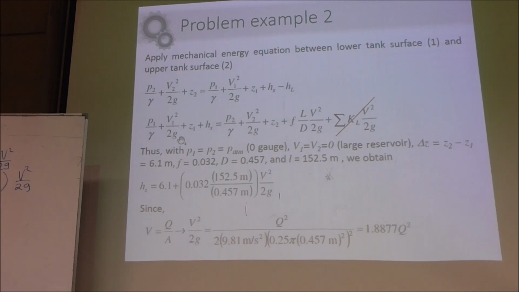In this case, P1 is equal to P2, which is equal to P atmospheric or zero gauge. Why I put zero gauge? Because some of you may say it's zero pressure. No, it is not zero pressure. It is atmospheric pressure, zero gauge. Delta Z, you know it. Then you can calculate HS. You get this. Then you can convert from V squared over 2g into Q squared.